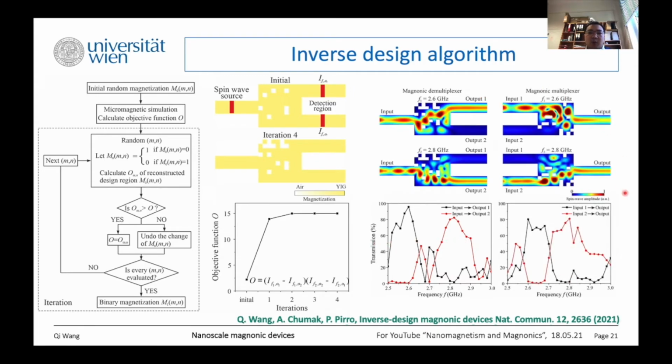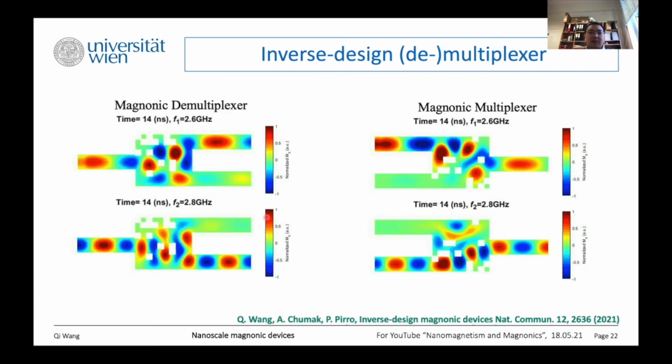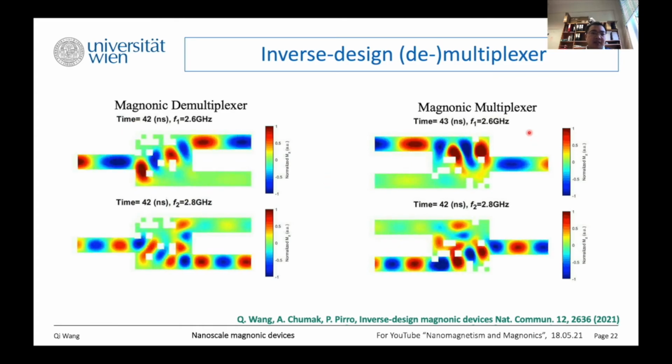We used the same way to design a magnonic multiplexer, which combines 2 frequencies from two waveguides into one output. So we also get a very good bandwidth, around 120 megahertz. Here is the animation of the demultiplexer and multiplexer.